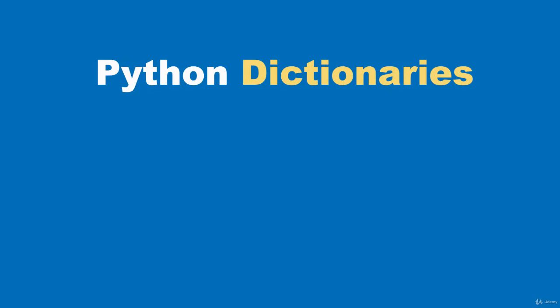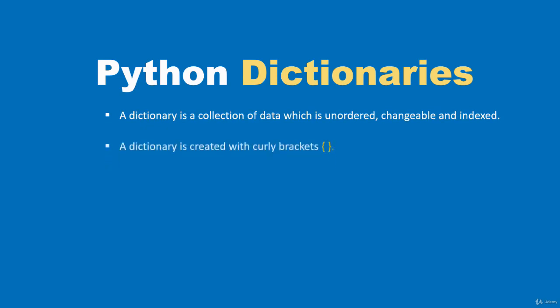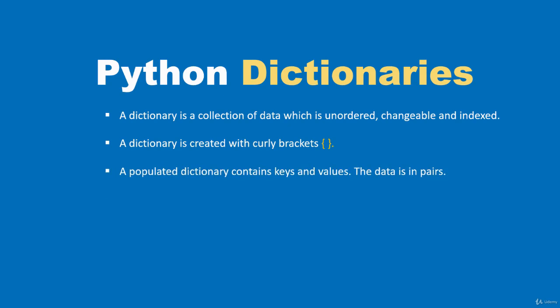What is a Python dictionary? A Python dictionary is a collection which is unordered, which can be changed, and which is also indexed. A Python dictionary is created by using curly brackets. Also, a populated Python dictionary will have keys and corresponding values. So the data inside a populated dictionary is paired, in the sense that they have keys and the keys have corresponding values.